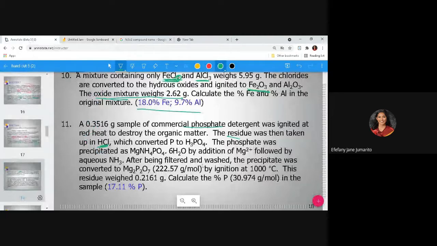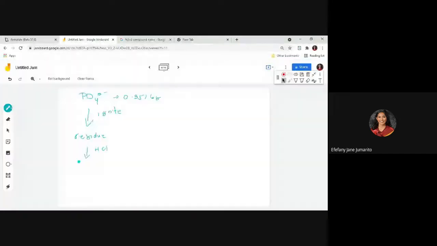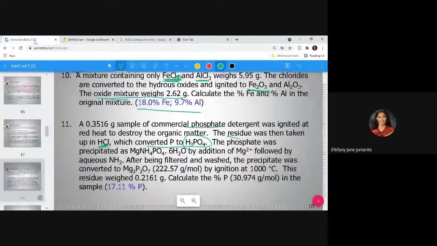So what happened is you have H3PO4, because the phosphate ion will react with the HCl. HCl is very acidic, so it will donate its proton, and we will have H3PO4. Then you precipitate that one.